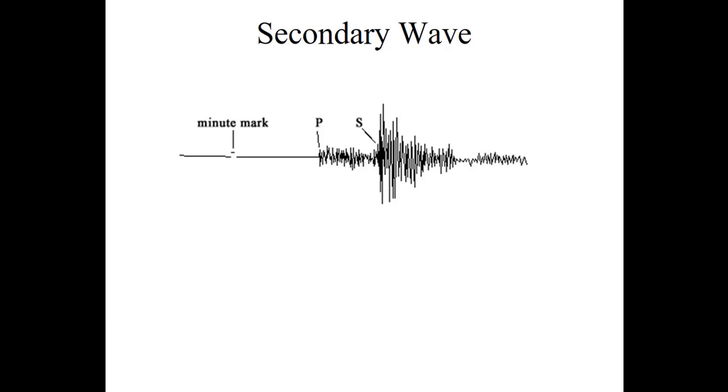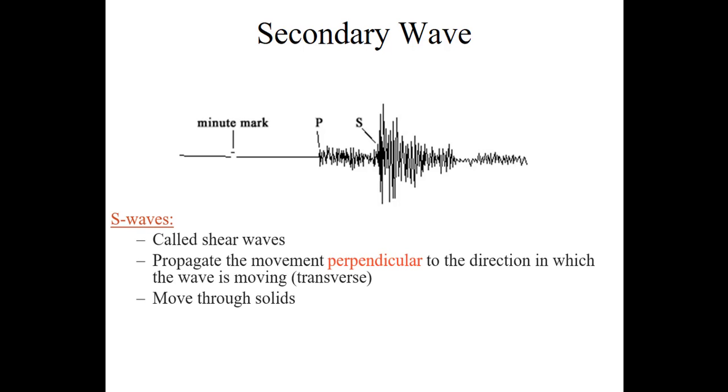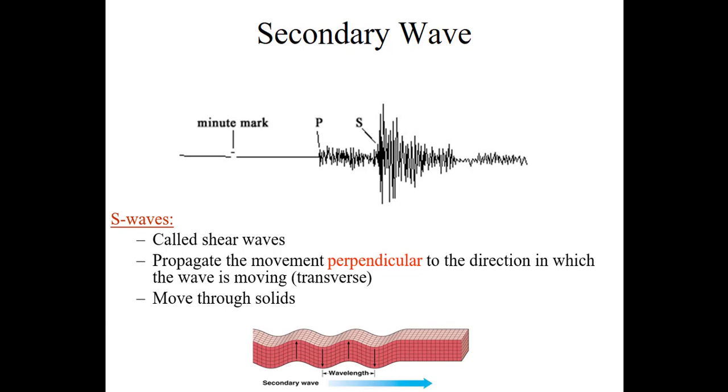Secondary waves move slower than primary waves and typically show up as more distinct vibration after the primary wave. These are often called shear waves in seismology and move in a transverse wave in a perpendicular motion compared to the direction the energy is traveling. Now remember, those transverse waves are the ones that we typically think about in waves with that up and down motion. Interestingly, S waves only travel through solids.